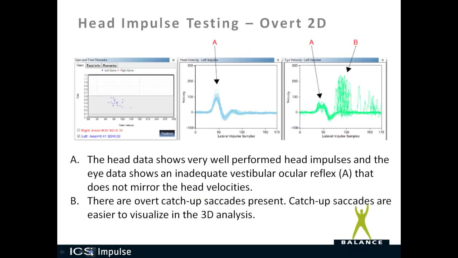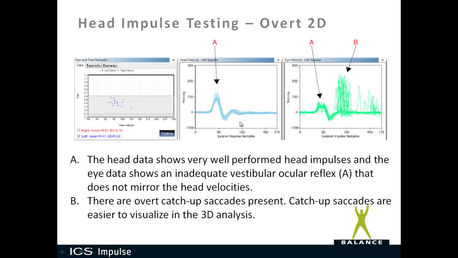Now let's look at impulse data for a patient with overt catch-up saccades. It's not the same patient that's in the video, just so you know. So if you look over in the gain graph, we see all the gain dots. The comparison of head to eye is within the abnormal range, the gray range. And this is unilateral. It's between 0.1 and 0.6. So the right side's normal, the left side is abnormal.